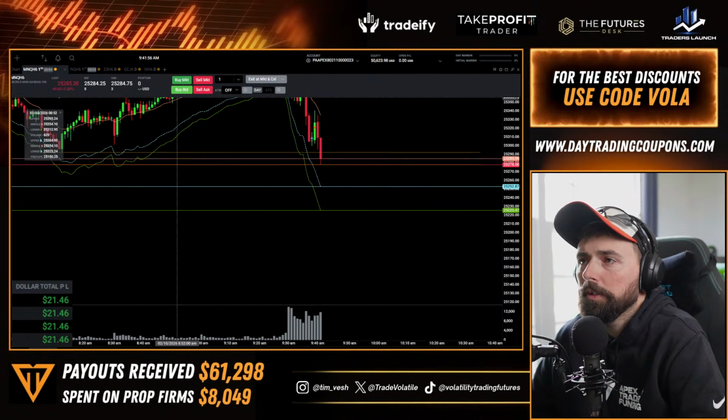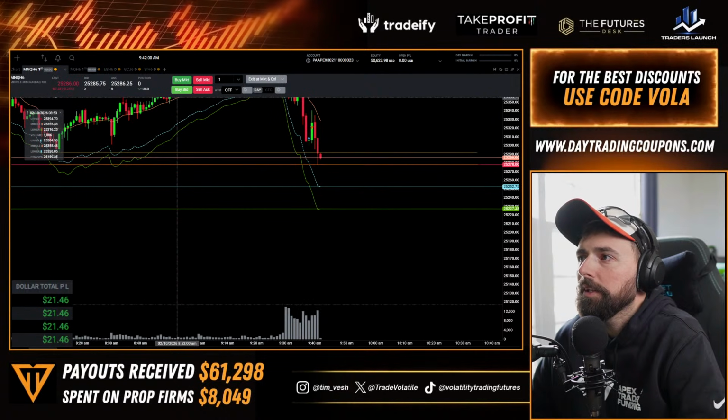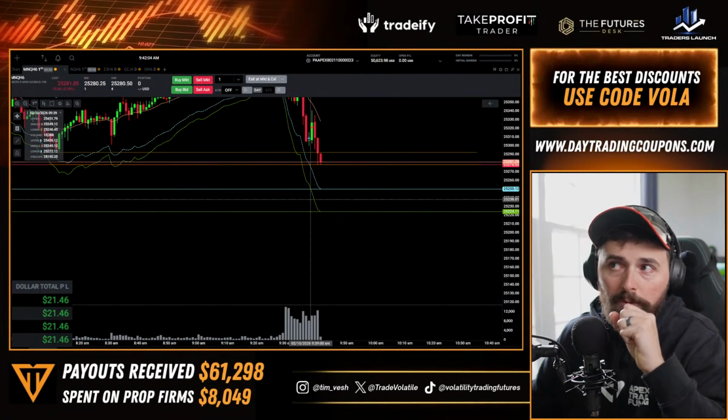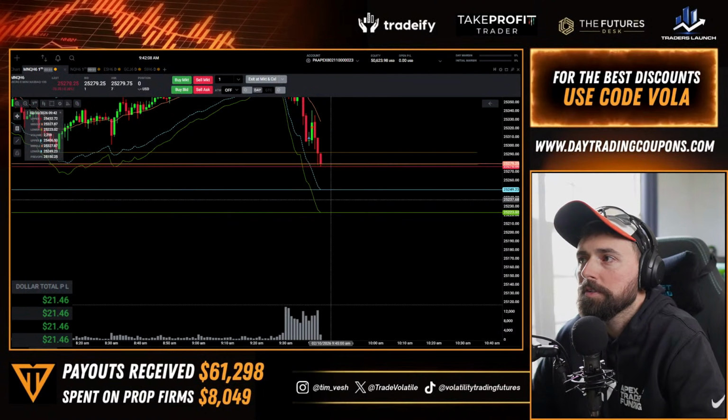I really want to hit the long button here. I really wanted to hit the long button there. It would have been an instant 15 points, but trying to be patient here, looking for the break of the low. Too far away from the bands.